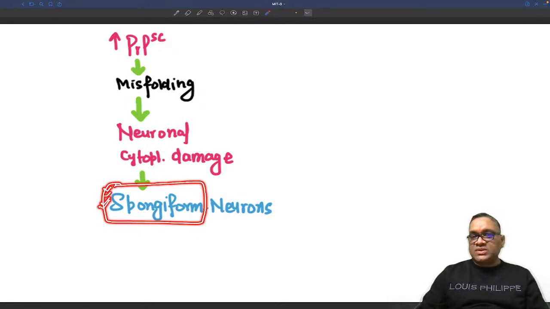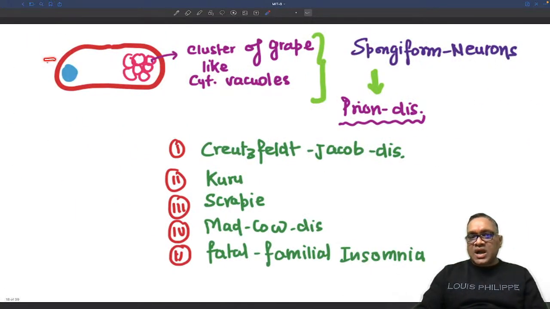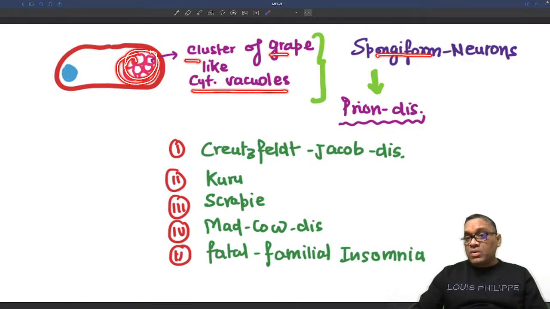So spongiform neurons will be formed in the prion disease, right? That is very, very important. Now you can see how this spongiform neuron will be visible: the nucleus of the neuron, and these are a cluster of grape-like cytoplasmic vacuoles. That is the reason for the name spongiform neurons, which is seen in prion disease.